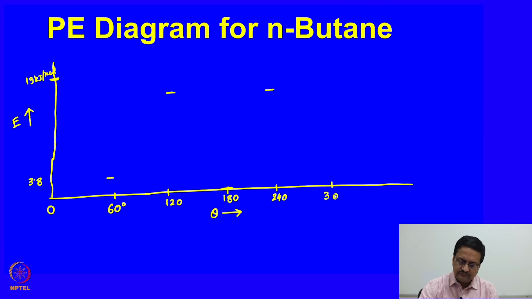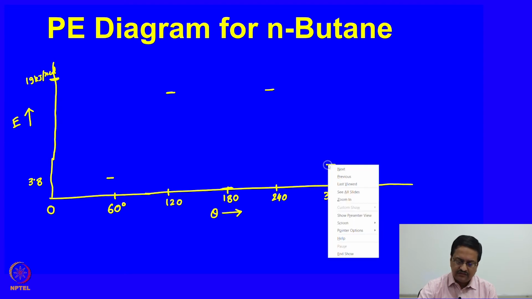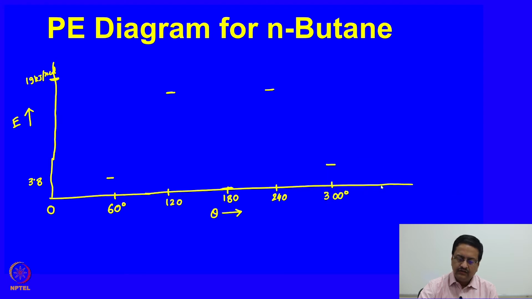300 degree, you replicate the condition of 60 degree, which is somewhere here, and then when you again go to 360 degree, then it goes to 19. So the potential energy curve should look like this.